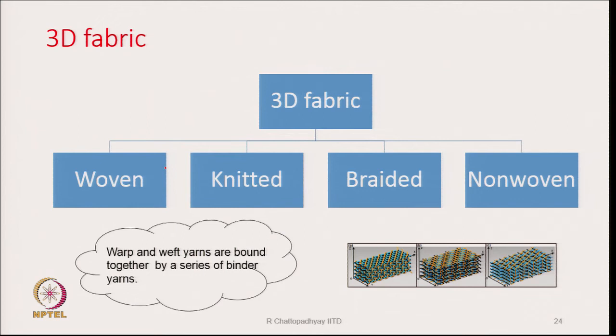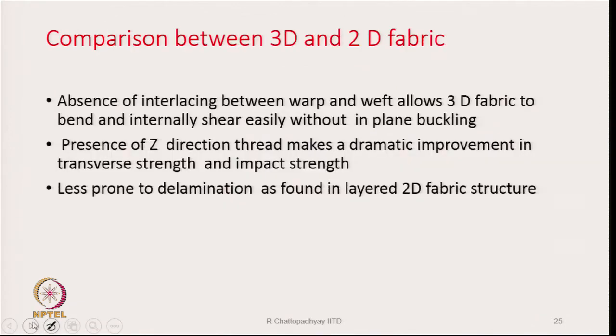And in this case, warp and weft yarns are bound together by a series of binder yarns. So, you may have been taught in fabric production course the way we produce 3D woven fabrics or knitted 3D fabrics, like spacer fabrics is an example of 3D knitted fabrics. Comparison between 3D and 2D, absence of interlacing between warp and weft allows 3D fabrics to bend and internally shear easily without in plane buckling.